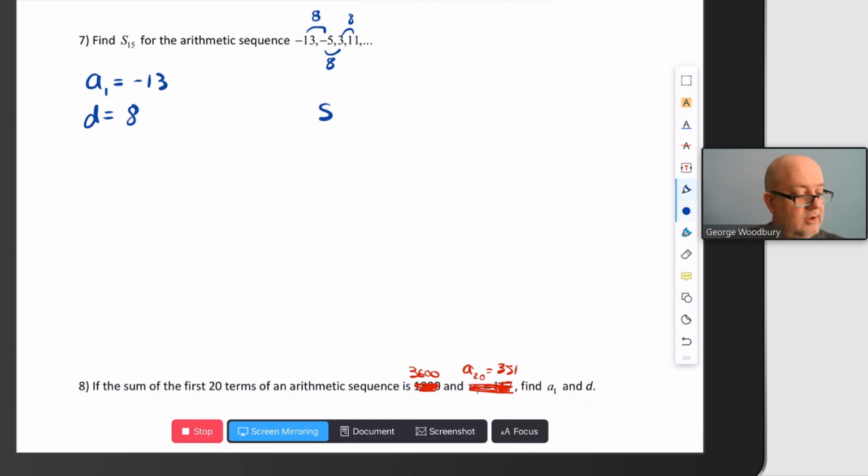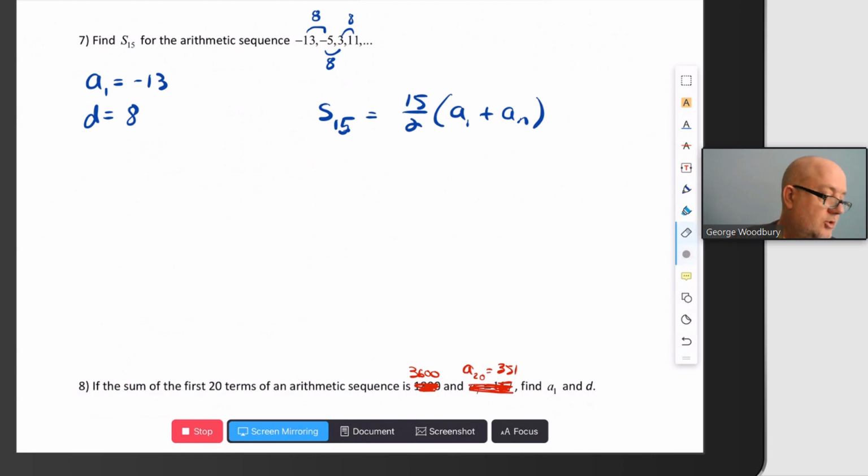The formula for S sub 15 is 15 over 2 times A sub 1 plus A sub n. However, we don't know A sub n yet, but we can get that. I'm sorry, it shouldn't be A sub n. That should be A sub 15, which we can get from A sub n, which we can get from A1 and D. A sub n, again, is A sub 1 plus n minus 1 times D.